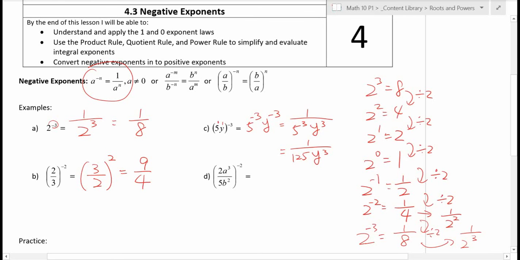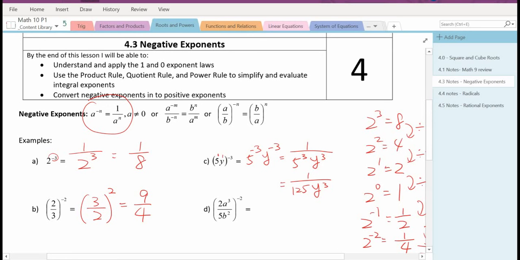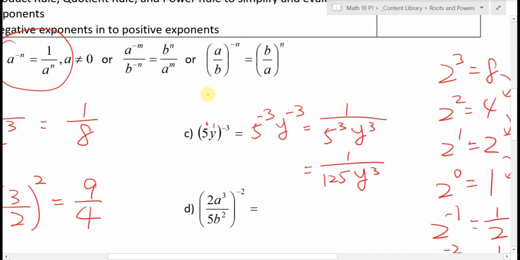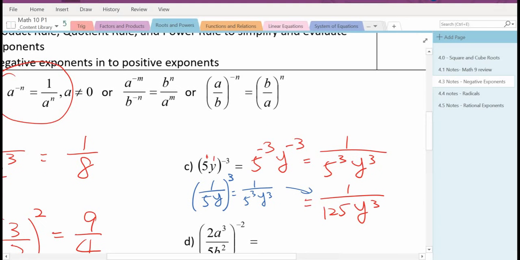Or you can do it one other way. You can think of this as one whole thing. Because of the negative exponent, I am just going to flip this, 1 over 5y, and then cube it. Okay, so again, this is the same thing as 5y over 1. So then I can flip the fraction, taking the reciprocal, so it becomes 1 over 5y. And now the negative exponent becomes positive. Then you do 1 over 5 cubed, y cubed, and you end up with the same answer as that. Okay, so that's another way you can do it.